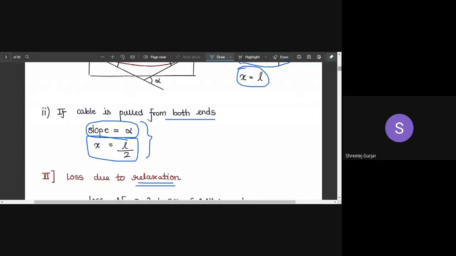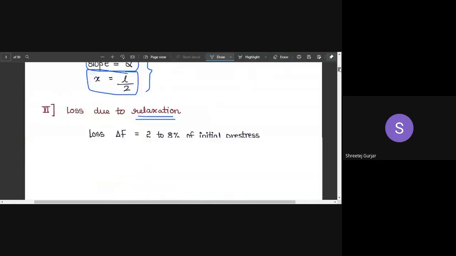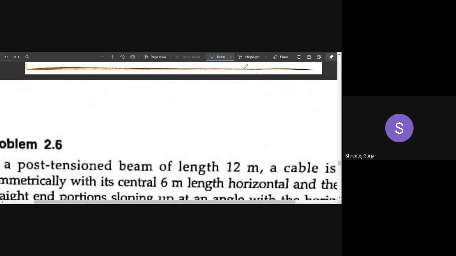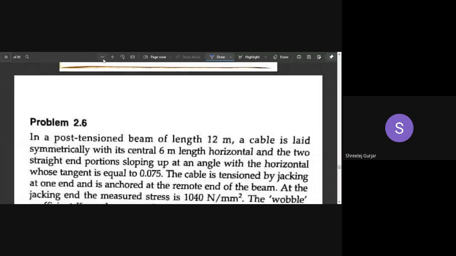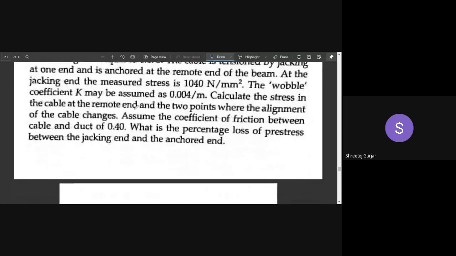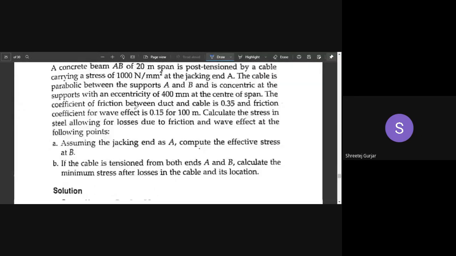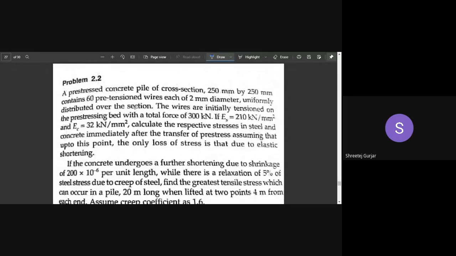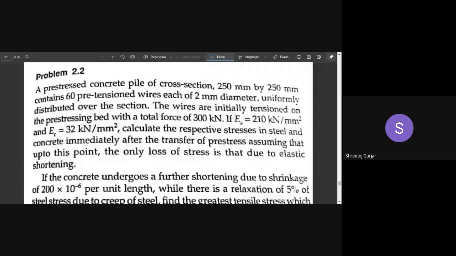Just a revision before we move on to your numerical. This is the last numerical we are looking into today before we move on to deflection. I think we have discussed all of this, and then the last one. So this is the numerical which we are looking into today. Problem number 2.2. Can anyone read the problem statement for me, please?